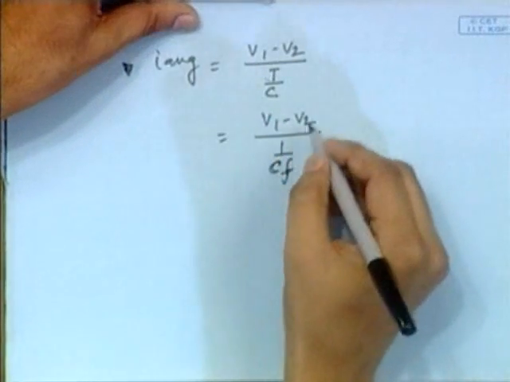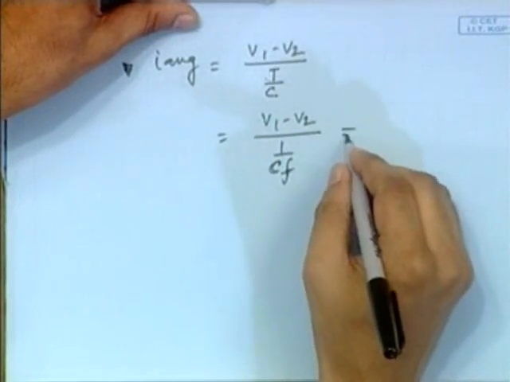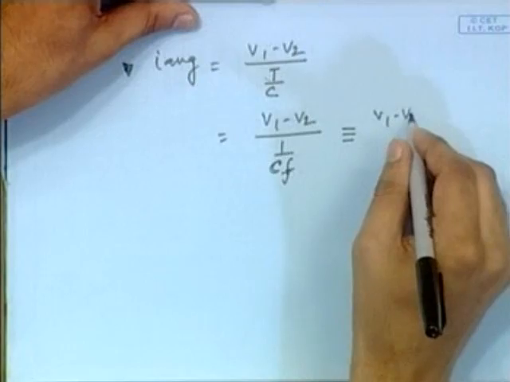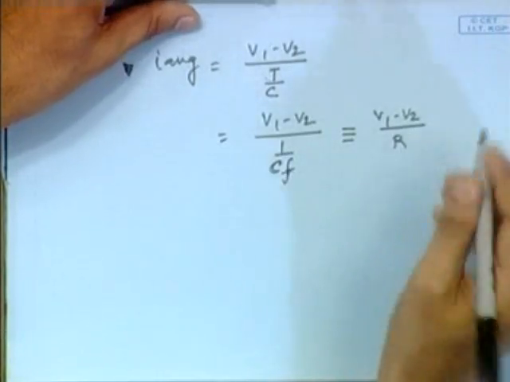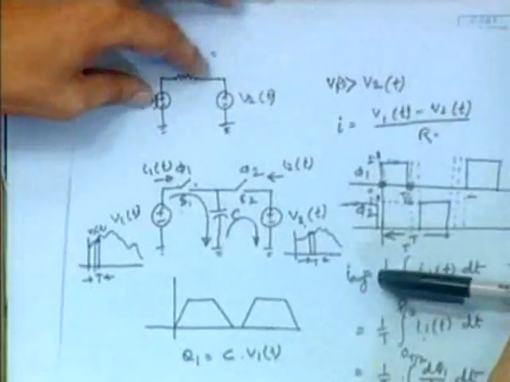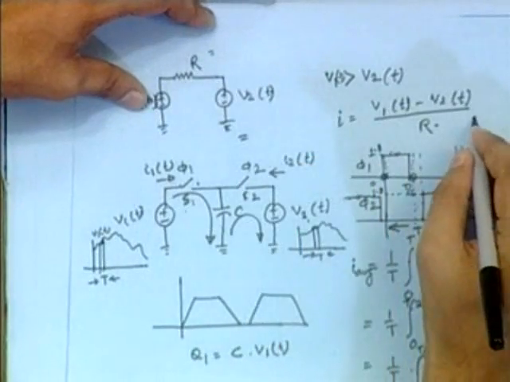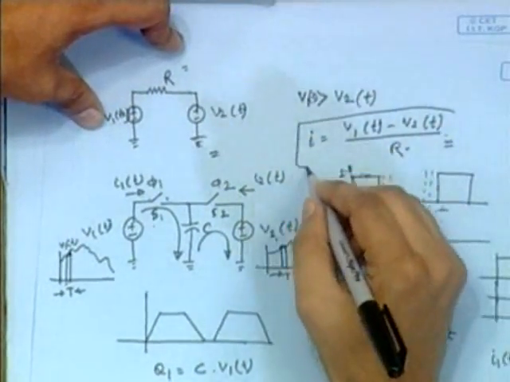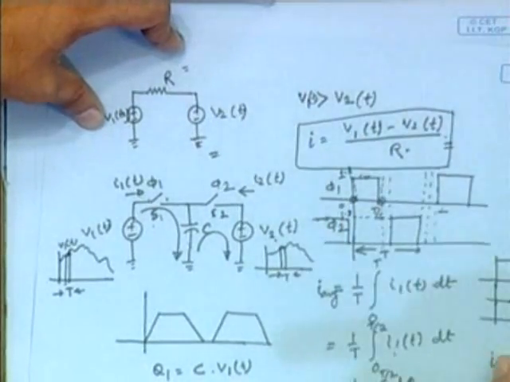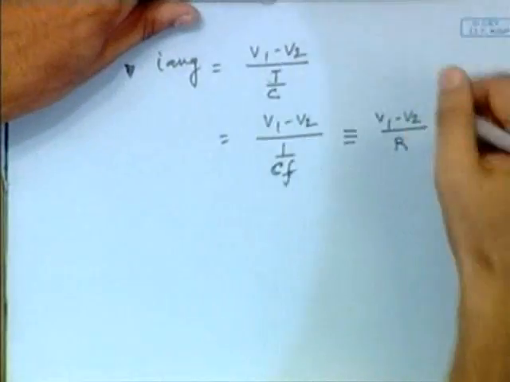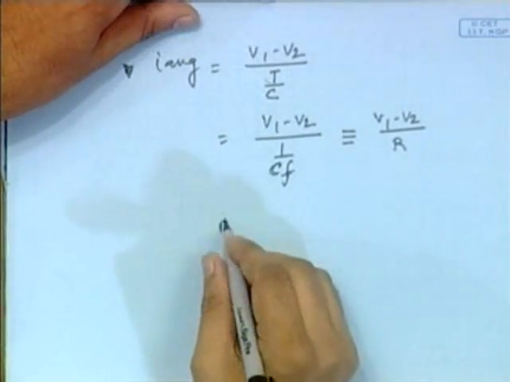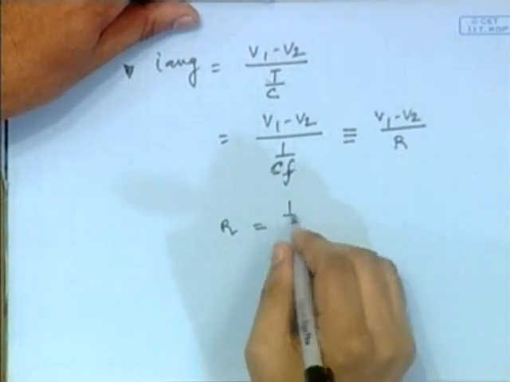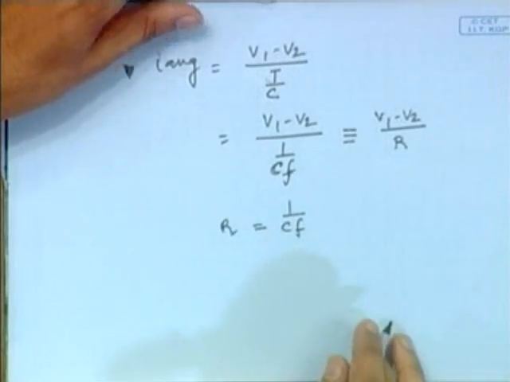Now I average is equal to this one. Now this is equivalent to V1 minus V2 by R in the first circuit. Now comparing these two equations, we can write that R is equal to 1 by CF here.